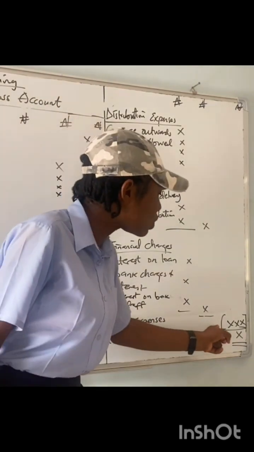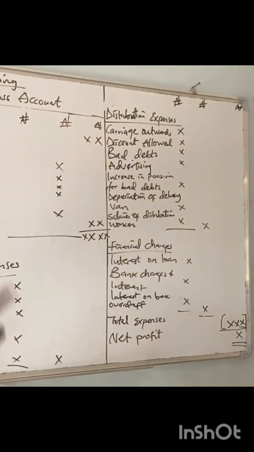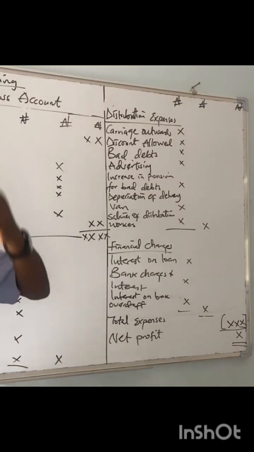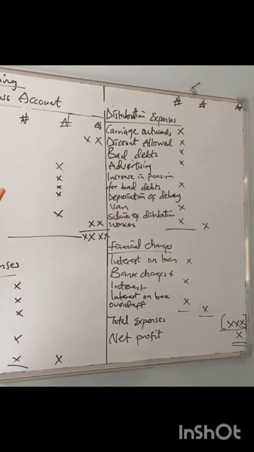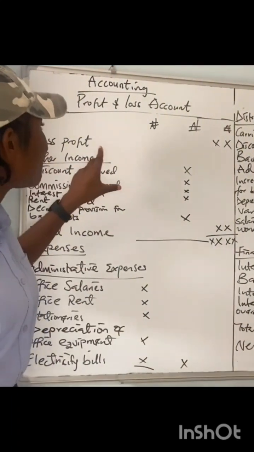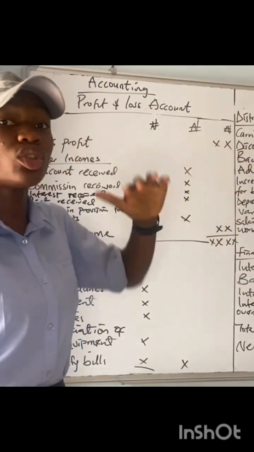Then we less our total expenses from our total income. Now let's look at our total income. We have our gross profit. When you prepare your trading account, where we arrive at is our gross profit. So we have our gross profit from our trading account.